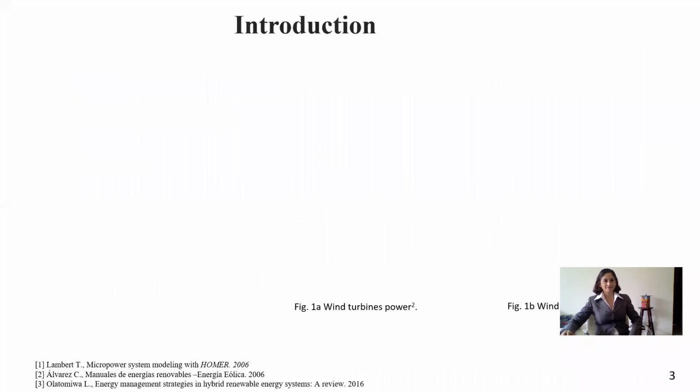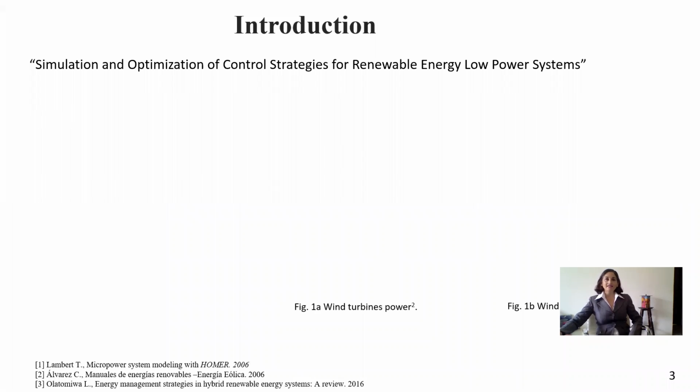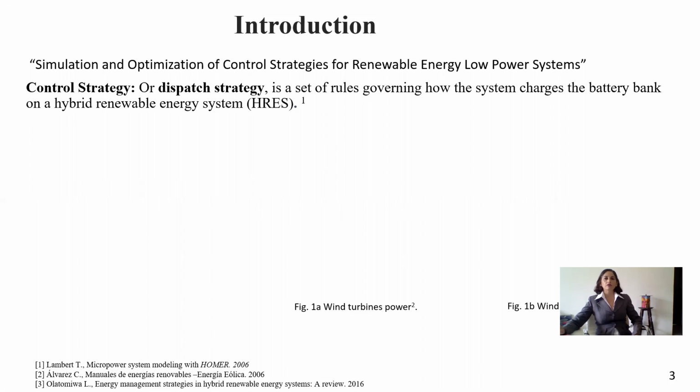Let's start. Introduction. A simulation is an approximate imitation of a process or system that represents its operation over time. Optimization is an act, process, or methodology of making something as perfect, functional, or effective as possible. Control strategy or dispatch strategy is a set of rules governing how the system charges the battery bank on a hybrid renewable energy system, HRES.